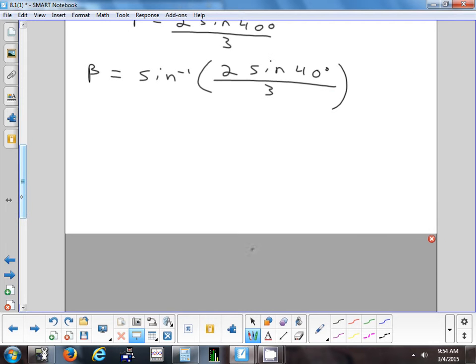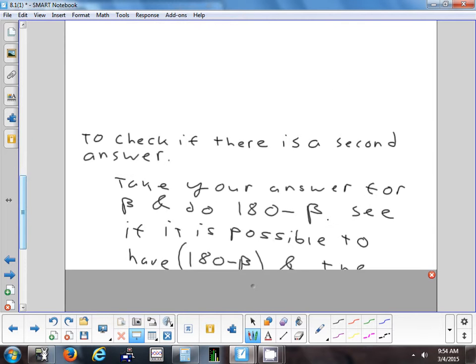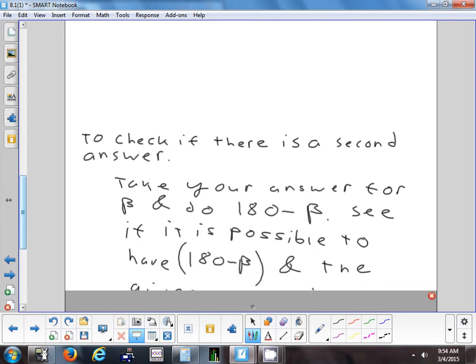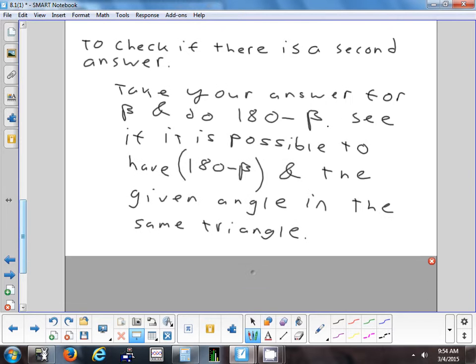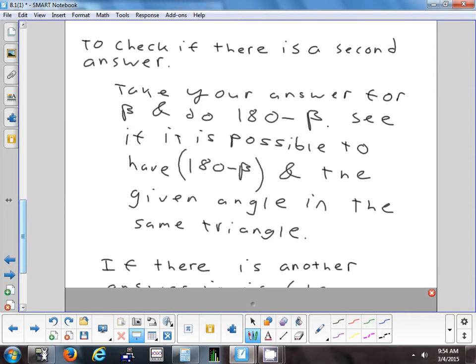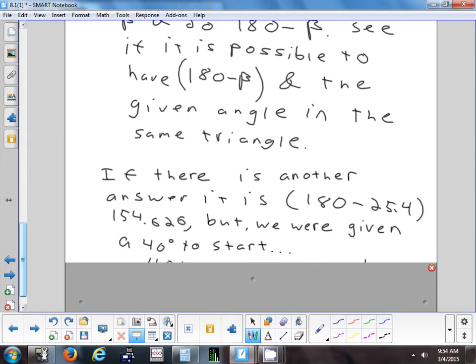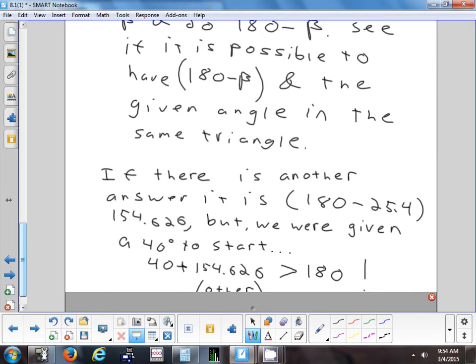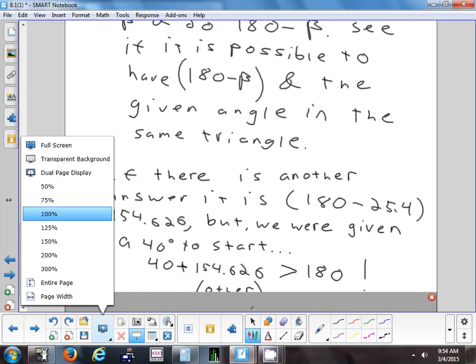Okay. So I wrote out everything that you guys already know. To check if there's a second answer, it's 180 minus your reference angle, because you're in quadrant 2. And then you got to check and see if that angle and the given angle could fit in the same triangle. So we found the second answer, but we were given a 40 to start. Add them up, too big. They don't fit in the same triangle. I wrote this out for some classes that aren't as familiar with finding the reference angle and getting the second answer. You guys already know how to do all that.